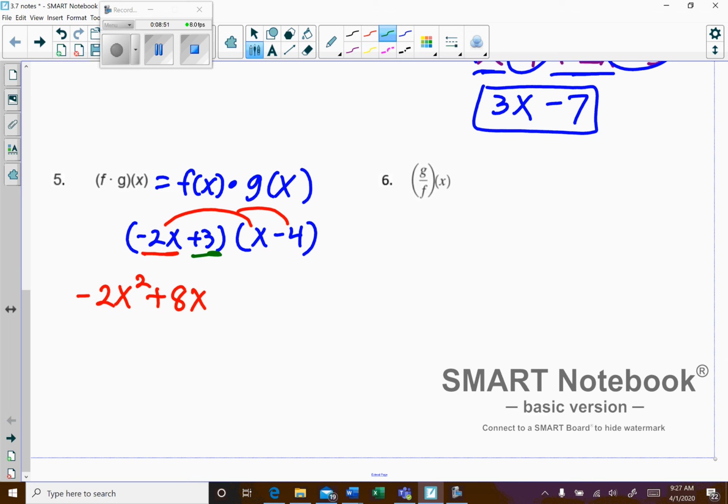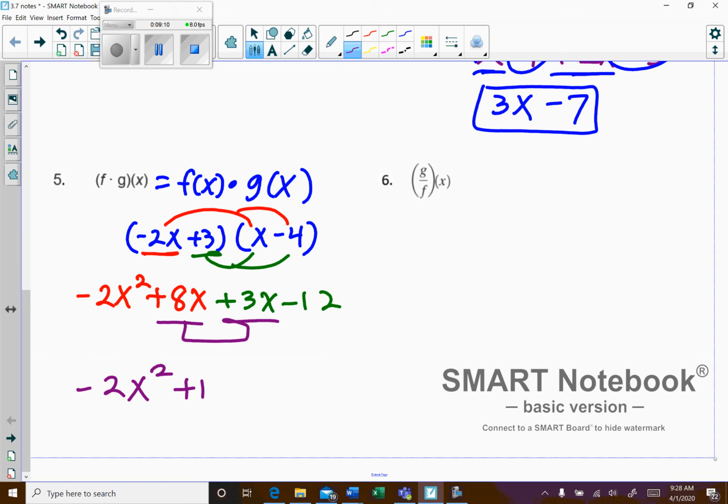Then we're going to take the plus 3 and multiply it by both of those. That'll become a plus 3x. That'll become minus 12. And then we have like terms in the middle, so we'll go ahead and combine those. So we end up with negative 2x squared, plus 11x, and then minus 12.